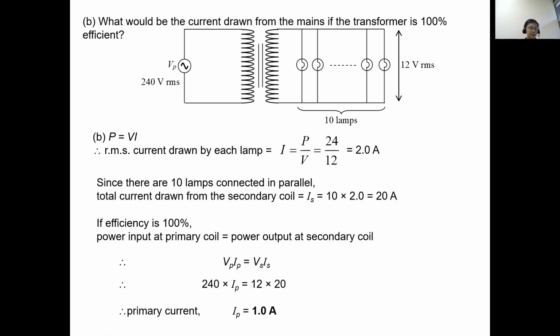Okay. Look at the question. It says, what is the current drawn? And here, usually when you say current drawn, you're also referring to root mean square current. That's why we left it like this as the answer.